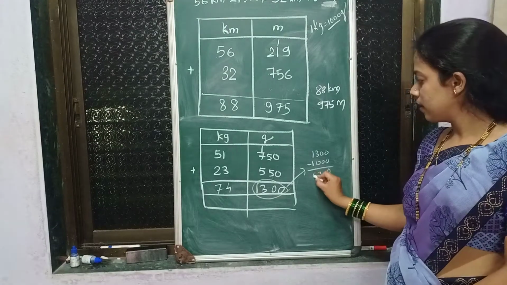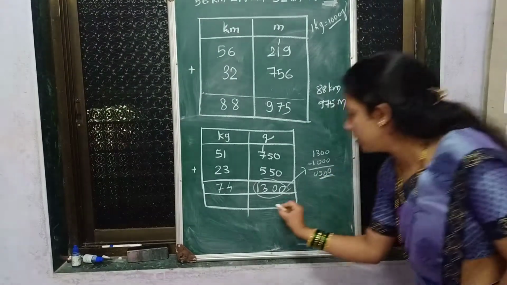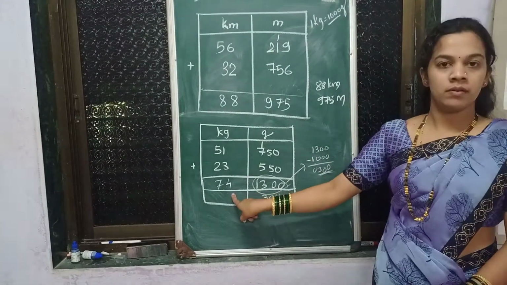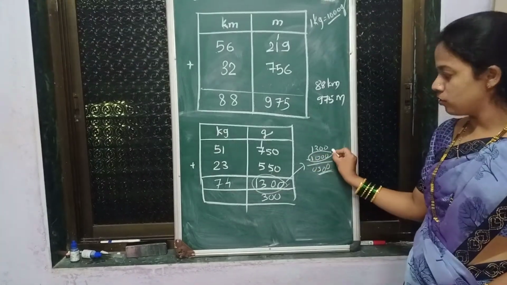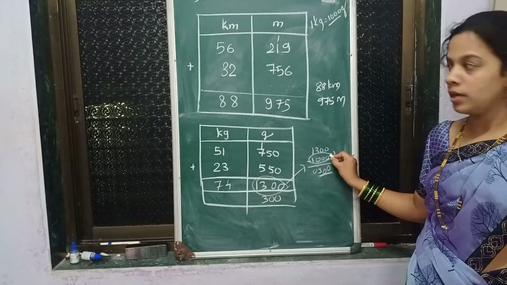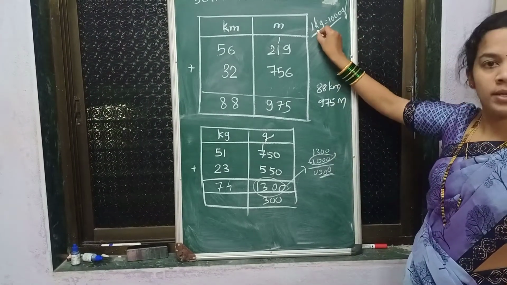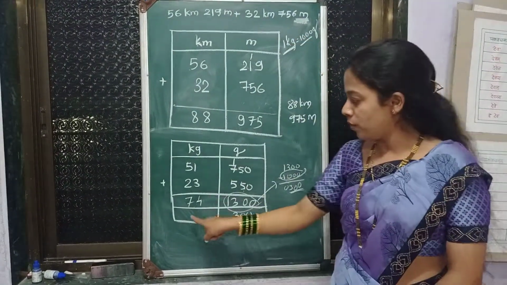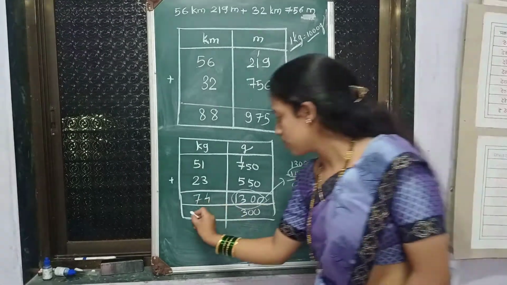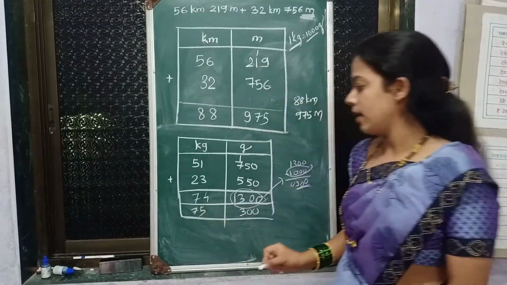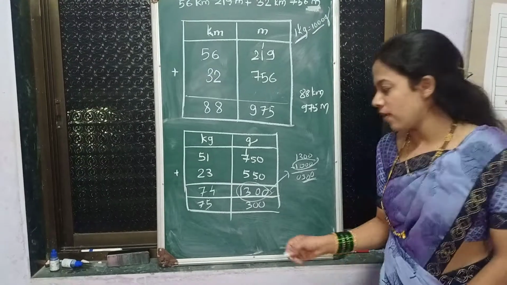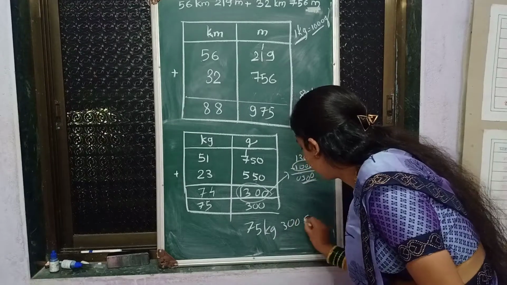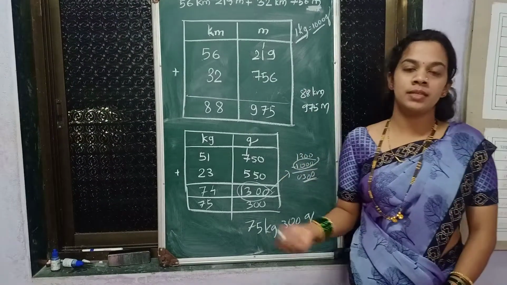What will be the answer? 300 will be the answer. That 300 you are going to write over here. But what about this part? You have removed 1000 from this. You remember? That 1000 means how many? 1 kg. So that 1 kg I am going to add over here. So that 74 got converted into 75 kg and 300 grams. So my final answer will be 75 kg and 300 gram. Okay. So we will see the subtraction question.